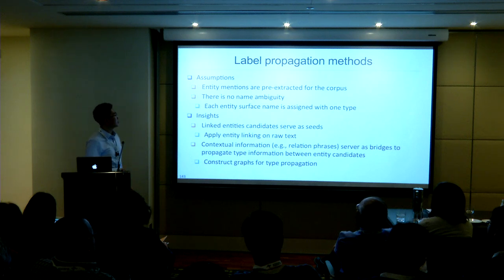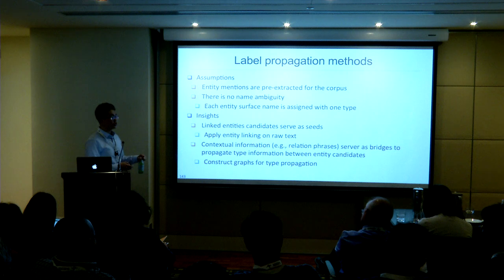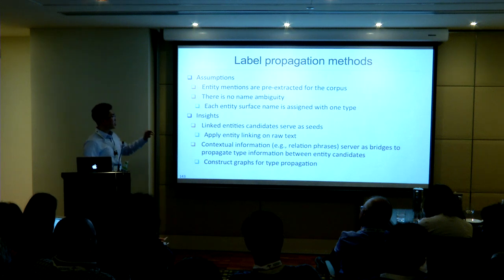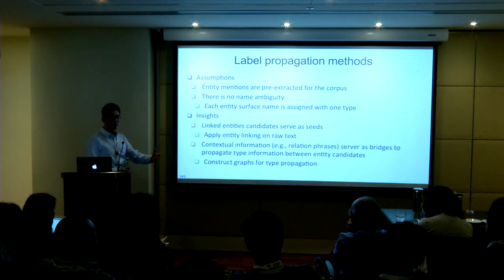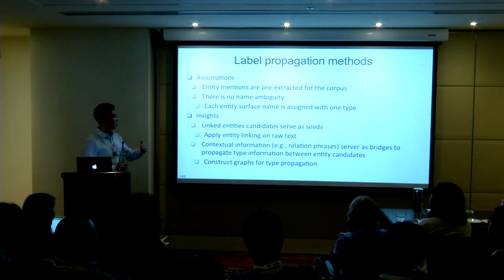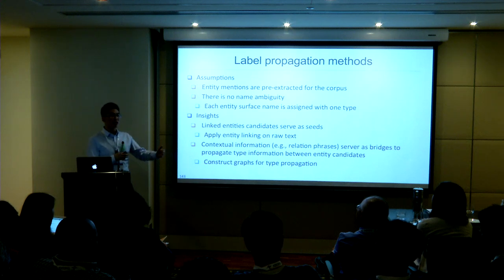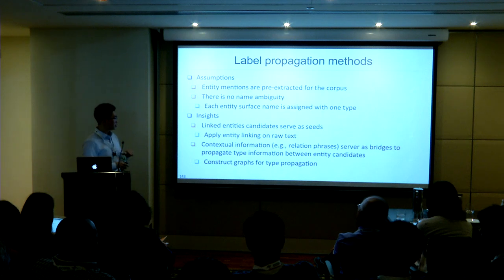And the second way is, let's say, if you link the entity to the knowledge base and figure out their types, you can still leverage the label propagation idea, and you need to make sure there's no name ambiguity among these seeds. So the linked entities serve as the seeds in this graph, and then they try to use the context information as the bridge between these entity candidates. Let's say you can use the relation phrase as a bridge to propagate the information between two entity candidates where they share many relation phrases. So still, you need to construct the graphs. You need to do the feature engineering that is necessary to make the whole thing work.